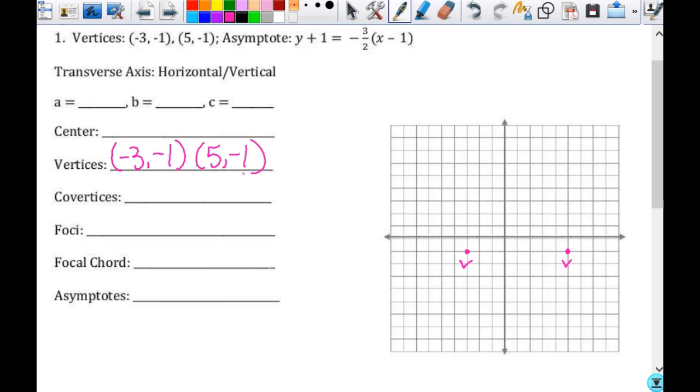I also have my asymptotes. y plus 1 equals negative 3 halves times x minus 1. I'm not going to graph that just yet. Okay, so since I have these things, what I need to help me get everything else is a, b, and c. Just based on what I have right here, can I get any one of those three? a, b, or c? a and b. So what do you think a and b might be?